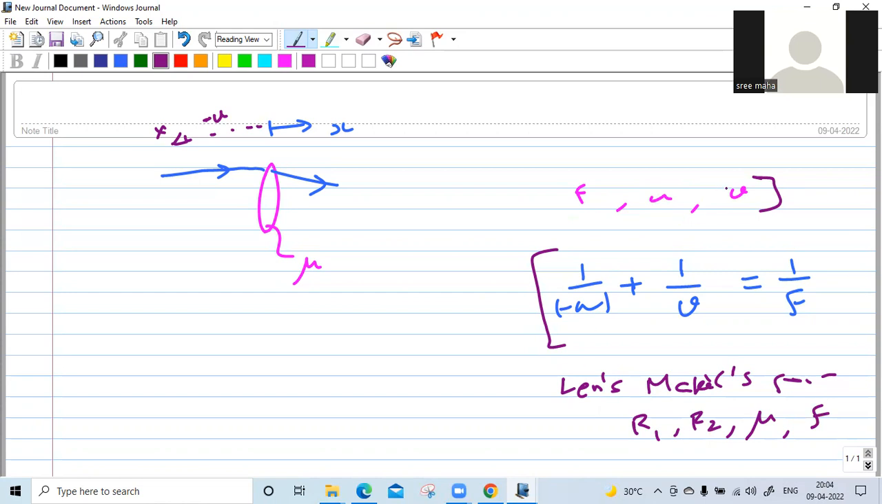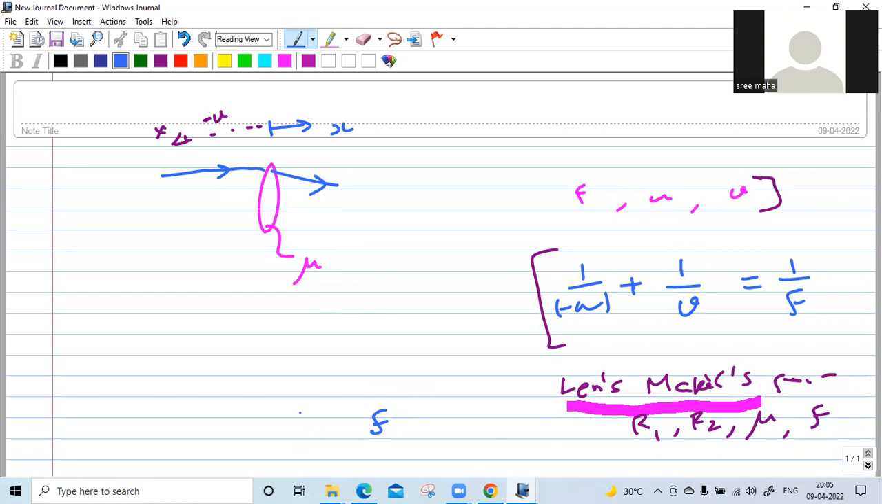Sir, I need some time to revise this chapter, sir. Okay, so this thing, why is it called lens maker's formula? Because it's essential when you make the lens.